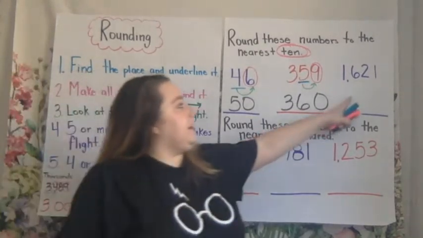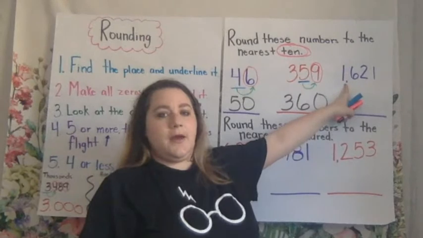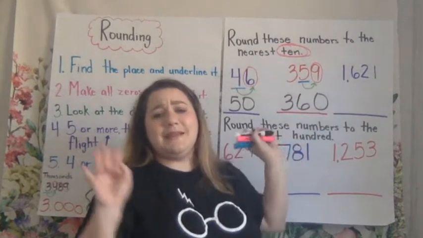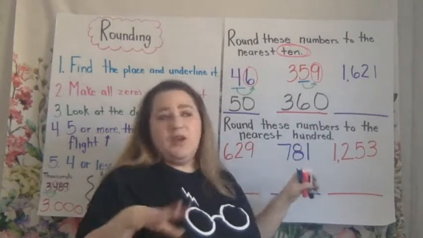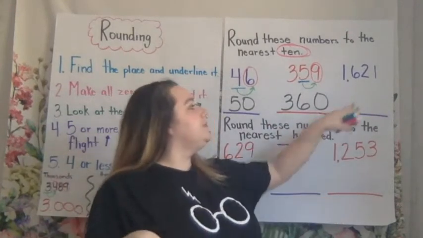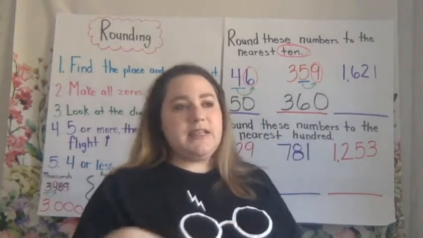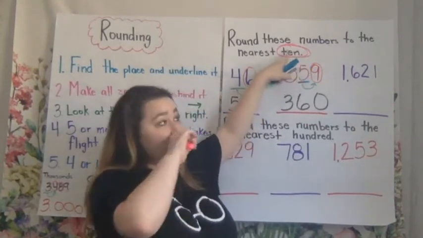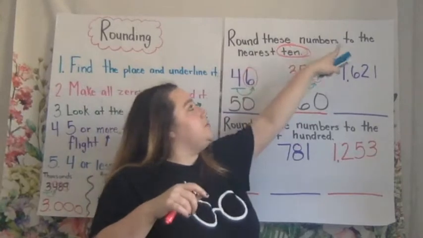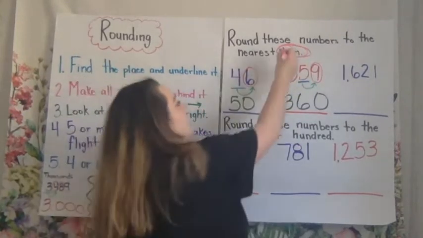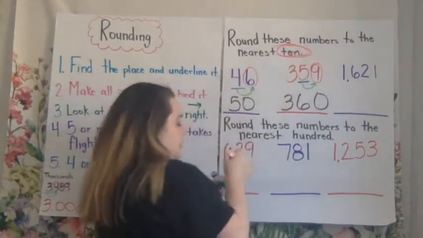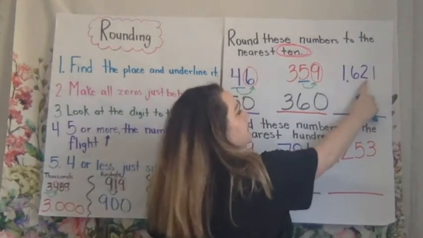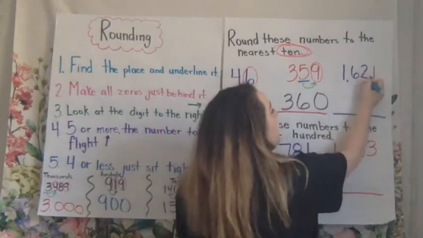Good. Let's look at our next one. Oh, goodness. We're moving into the thousands. But that's okay. We're so smart. I'm still just counting to my tens place because remember, I'm reading my question every time. Round these numbers to the nearest 10. All right, I know I'm rounding to the 10. So I'm going to find my tens place. Ones, tens, boom. That's it.